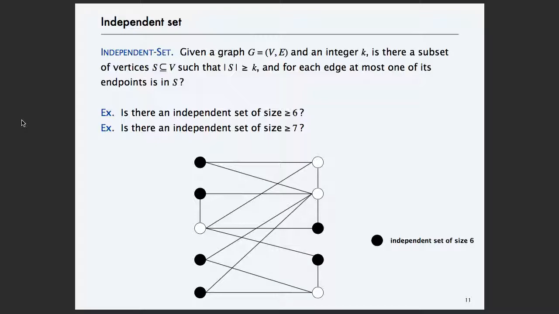We talked about the independent set problem, which is, given a graph and an integer k, can I find a subset of vertices S such that the size of S is greater than or equal to k, and for each edge, at most one endpoint is in S. So there are no edges joining two elements of this subset.